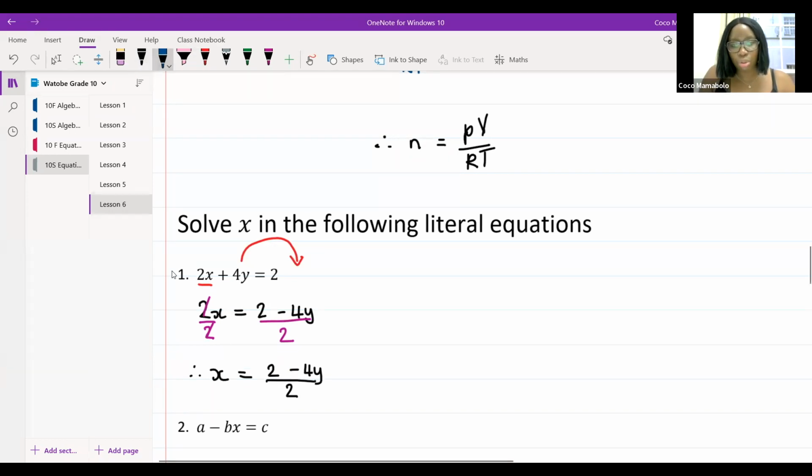So 2 divided by 2 is going to give us how much? 1. Good. X is equal to 1. And then what about 4y divided by 2? What's that going to give us? Minus 2y. Yes, ma'am. That's it. Do you see how my answer still has a y in it, but I have an answer for x. Therefore, x is equal to 1 minus 2y.